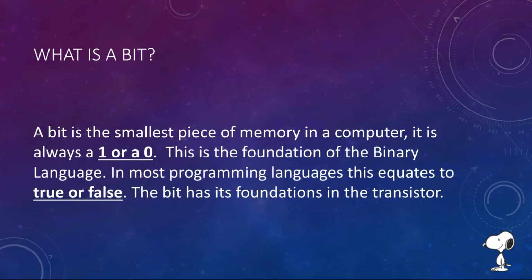So what's a bit? A bit is the smallest piece of information a computer can handle. It's literally a 1 or a 0. It is the foundation of the binary language. In most programming languages, a bit equates to true or false. The bit has its foundations in the transistor.